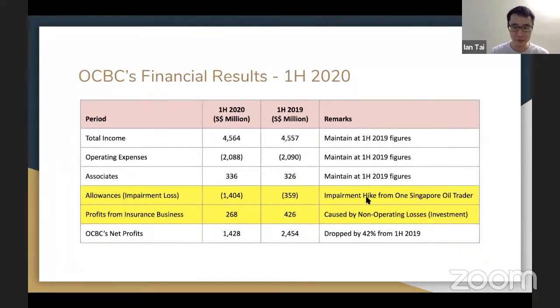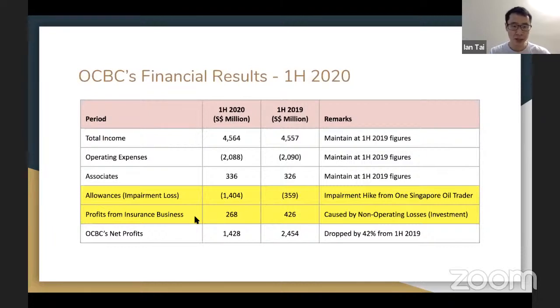So for allowances, basically they gave out loans to this oil trader, all right? In the newspaper, it's known as Hin Leong trader, and it actually went bust. OCBC Bank, as well as many other banks, lent money to this oil trader known as Hin Leong, and they are now having very difficult times, okay? Because of that, there are impairment losses, and it has driven up the impairment loss for the first half of 2020. So this one is actually due to Hin Leong.